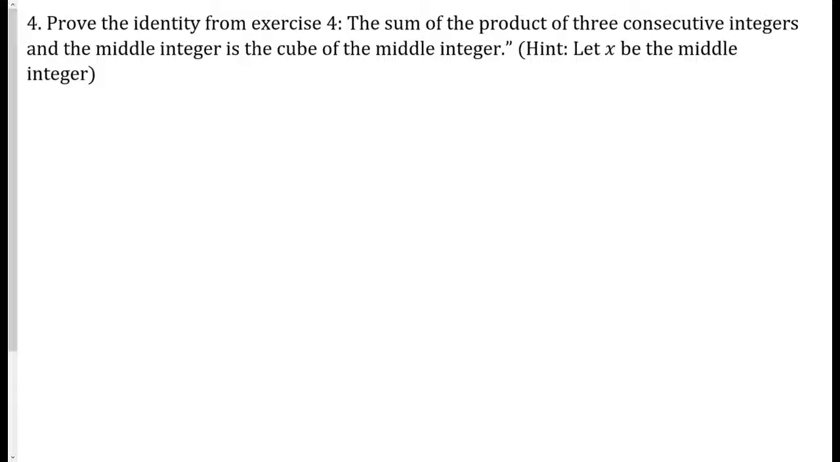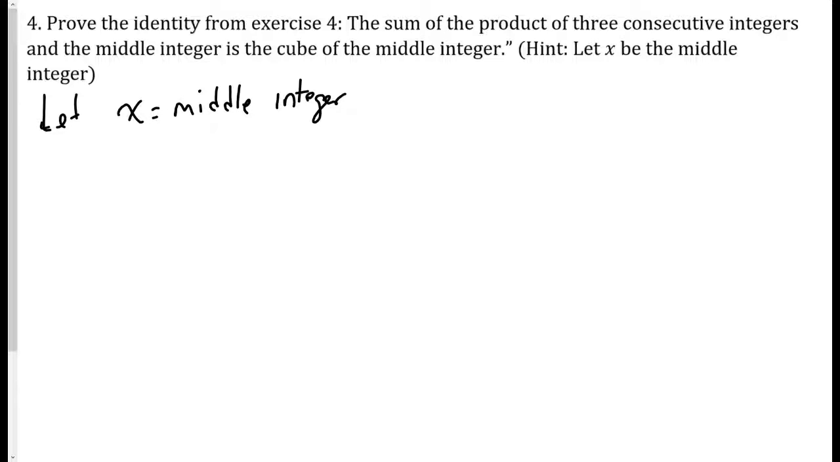Now let's prove it. So prove the identity from exercise 4. The sum of the product of 3 consecutive integers and the middle integer is the cube of the middle integer. So let's convert that statement into algebra first. And I gave you the hint of let x be the middle integer. So let x equal the middle integer.